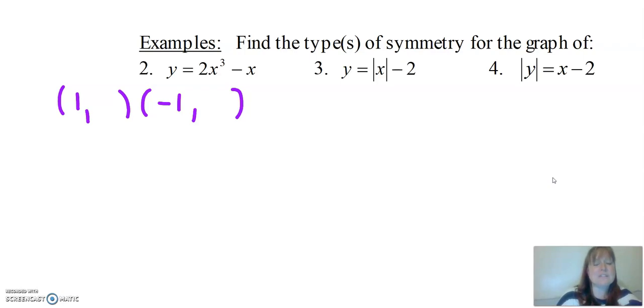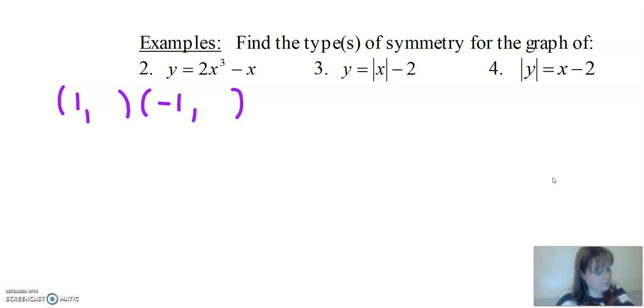Back to calculus. All right, so we're going to do -1 and 1, and we're going to see what happens. If we get the same number, then we have an even function with y-axis symmetry. If we get opposite numbers, we have origin symmetry and an odd function. Okay, so let's see what happens.